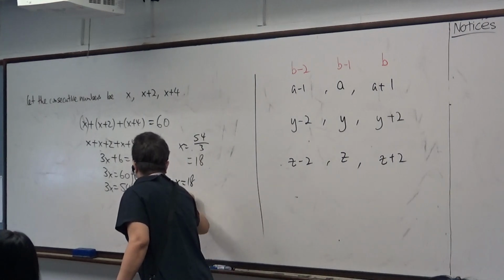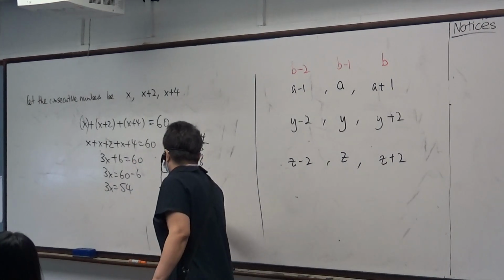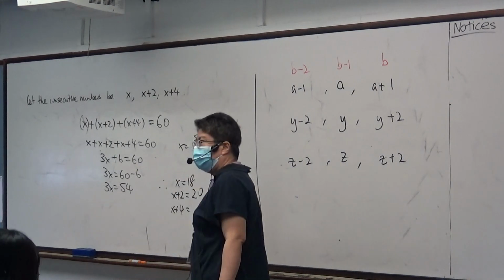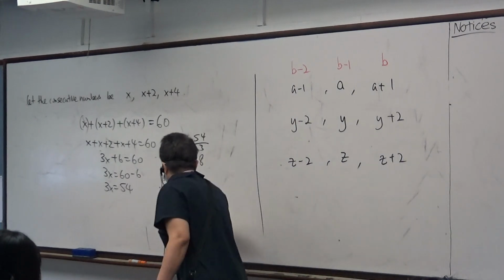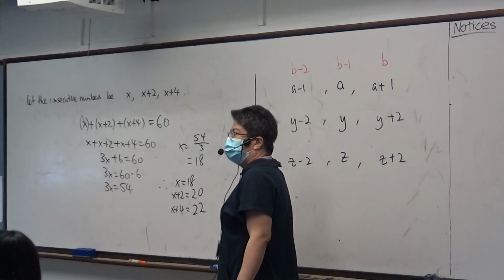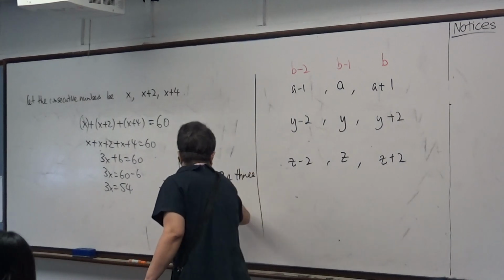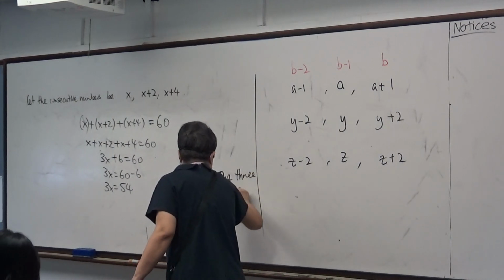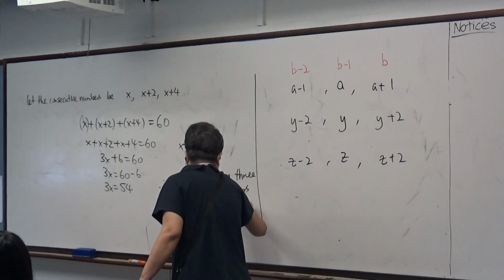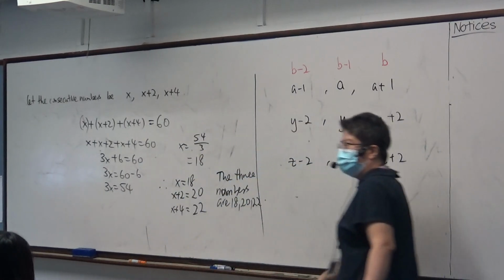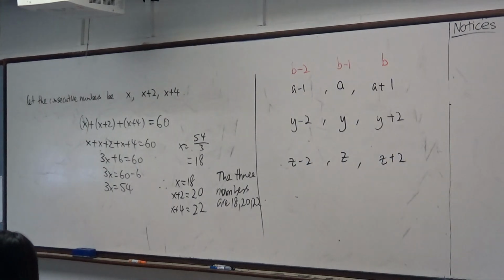What is x plus 2? 20. Very good. What is x plus 4? 22. Correct. So, the 3 numbers are 18, 20, and 22. This is the conclusion. Are we clear? You cannot just say 18 and then that's it. Then you live happily ever after. That's wrong. Everybody okay so far?